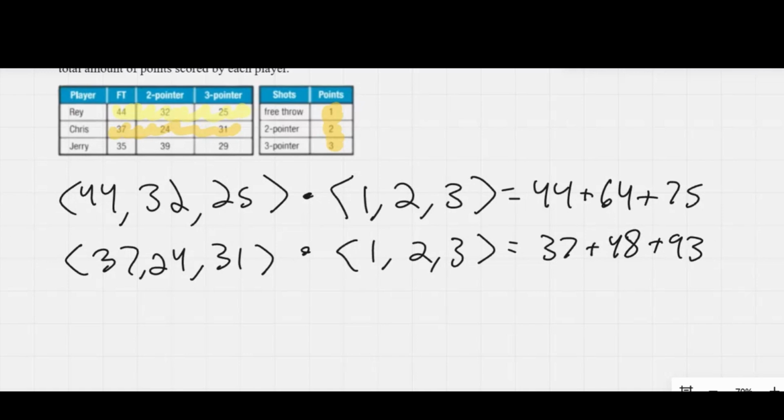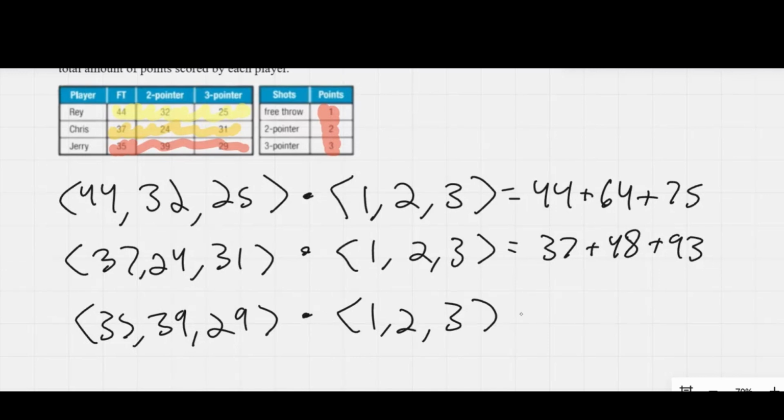All right, moving on to the last row of our first matrix. This row of values is again multiplied by 1, 2, and 3. So we have 35, 39, 29 dot product 1, 2, 3. That's equal to 35 times 1, which is just 35, plus 39 times 2, which is 78, plus 29 times 3, which is the same thing as 90 minus 3, which is equivalent to 87.